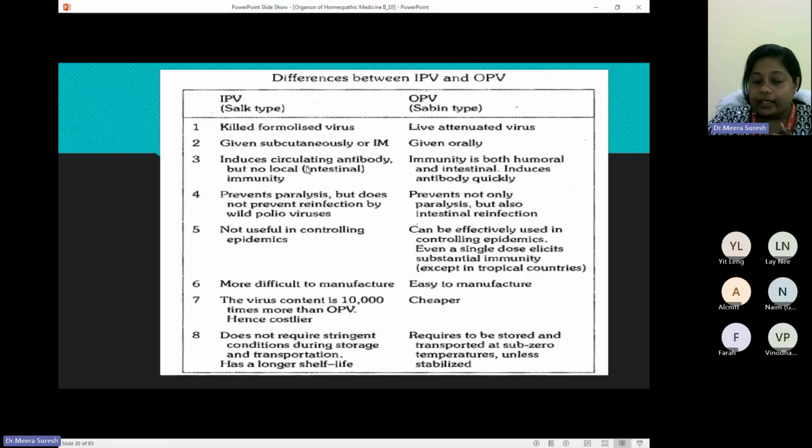But in case of IPV, it is producing only circulating antibody, but no local antibody or intestinal antibody, which means that when we are giving this vaccine, suppose we are giving oral polio vaccine to a baby that is born, maybe 2 years old, this oral polio vaccine is highly effective in that it will produce two types of antibodies.